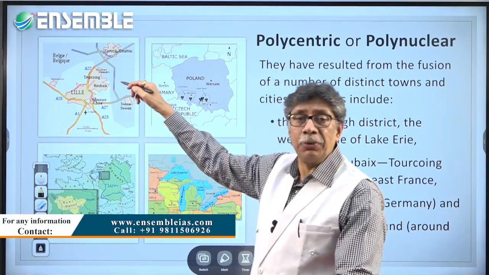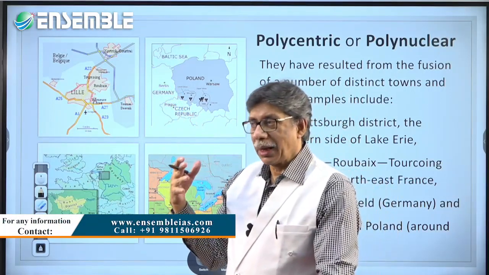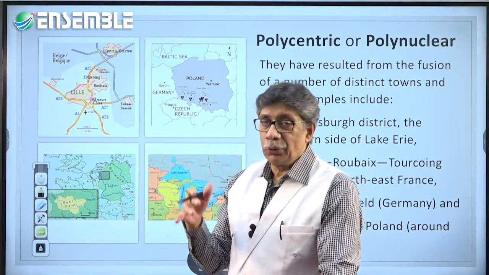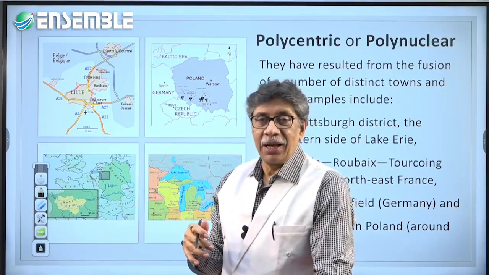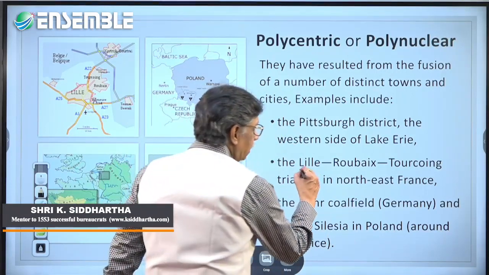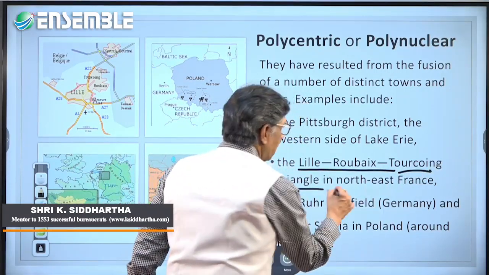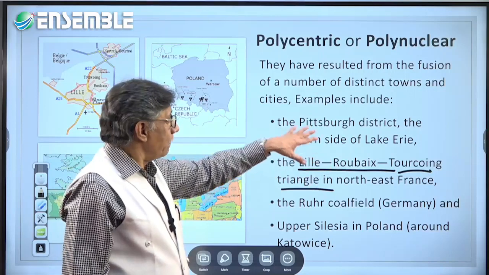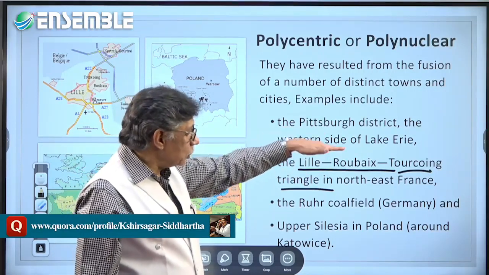Paris can be an example of both of them. It can go on to be around Paris, where you have some of the centers like the Lille, Roubaix, Tourcoing triangle. That is going to be one. Lille, Roubaix and Tourcoing center, forming a polycentric one. Pittsburgh district on the western side, that is going to be polycentric.